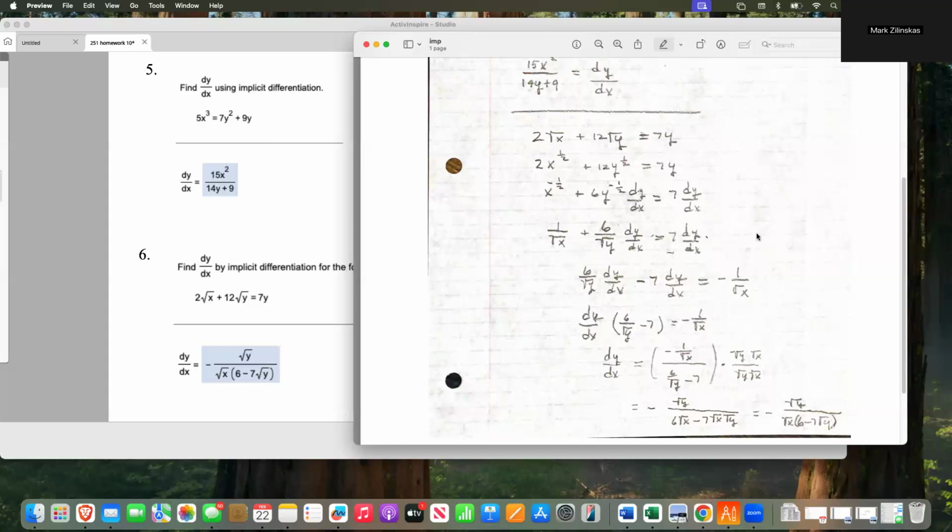I could have just as easily moved this over, but I wanted to try to get the answer to look like theirs. So this solution could look a little bit different, but it would essentially be the same thing if I chose to go the other route and move the 6 over the square root of y over to this side and then factor out. But I moved the 7 over here, and then I moved this term over here, so that became a negative 1 over the square root of x. Then I factor out my dy dx, so I leave behind 6 over the square root of y and negative 7, then divide by that quantity.